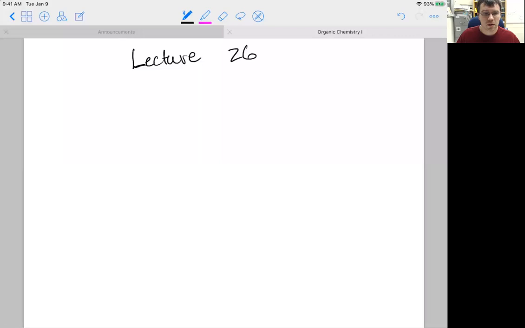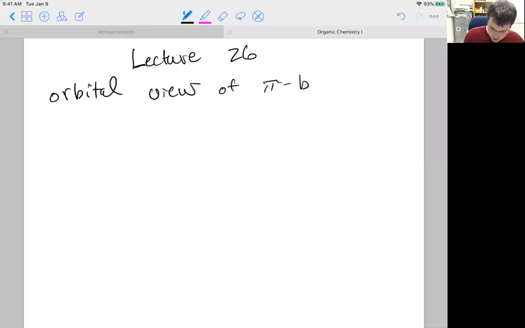In this video, we're going to look at the orbital view of forming pi bonds. So, just getting right into it. Remember that when we're looking at the orbital view of things, we're looking at how orbitals can actually overlap to give rise to the covalent bonds and enable the sharing of electrons. So the orbital view of pi bonding is no different in that regard.